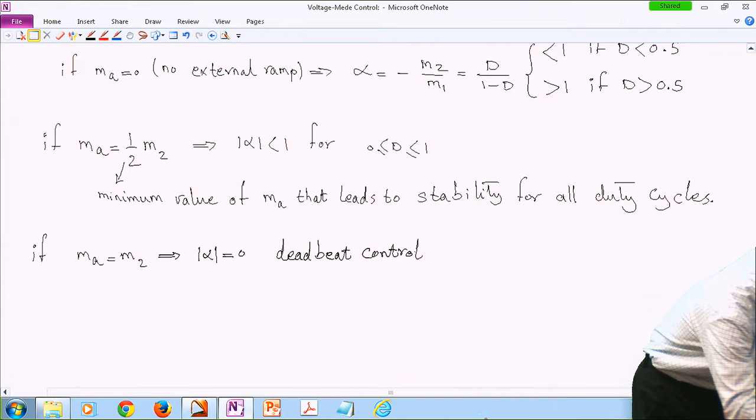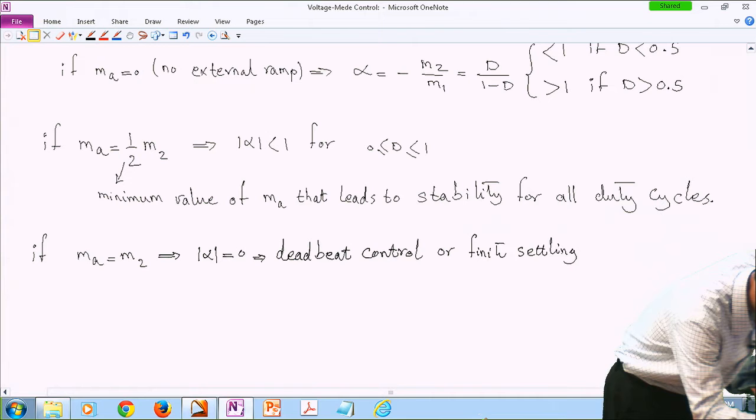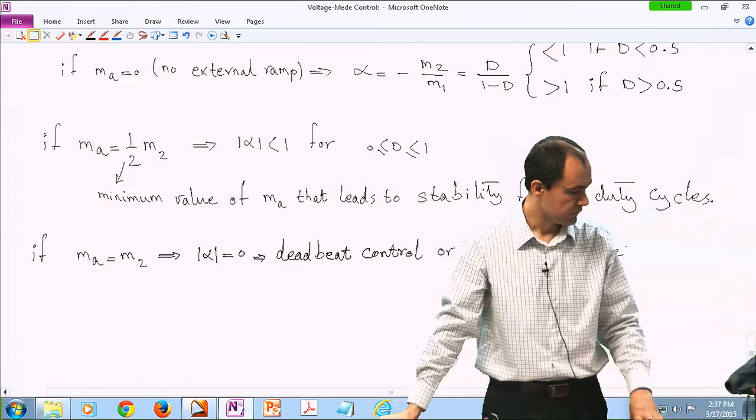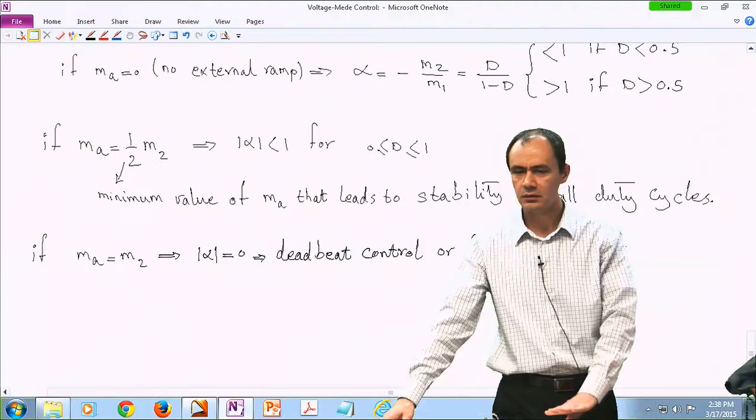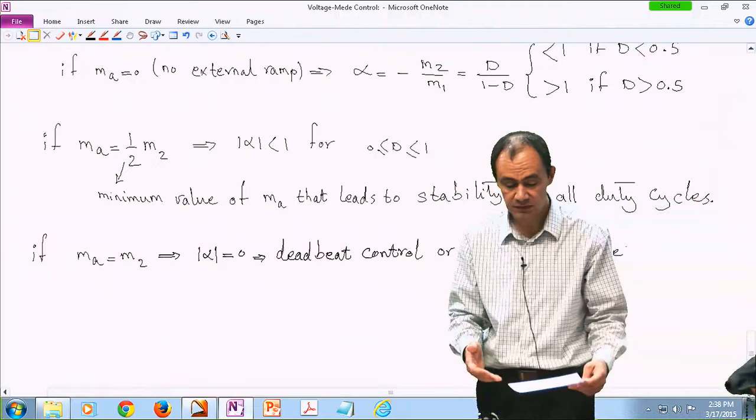And that means your settling time is actually one cycle. So if I choose MA, the auxiliary ramp, to be equal to M2, the falling slope of the inductor current, alpha is 0, meaning that your disturbance at the end of the cycle is 0 regardless of the initial value of the disturbance at the beginning of the cycle. Very interesting feature. Sometimes people actually do it that way to have a very fast dynamic response. It's the fastest dynamic response that you can achieve.